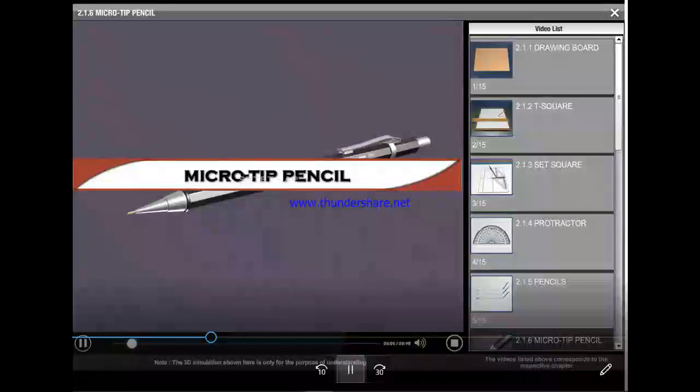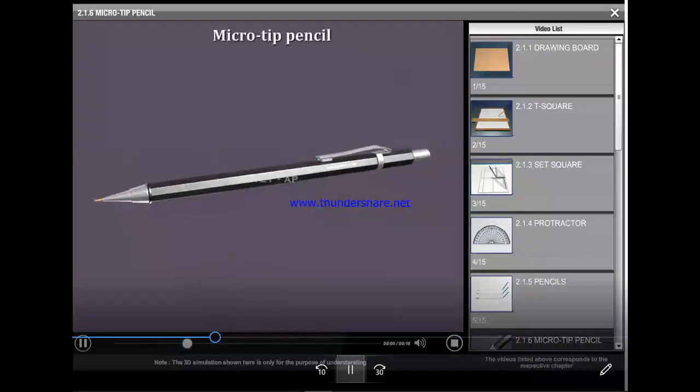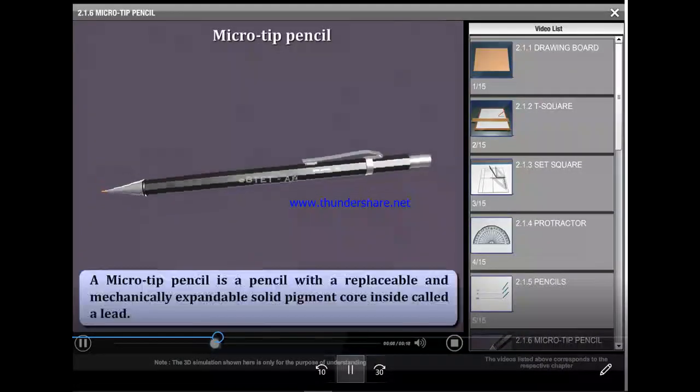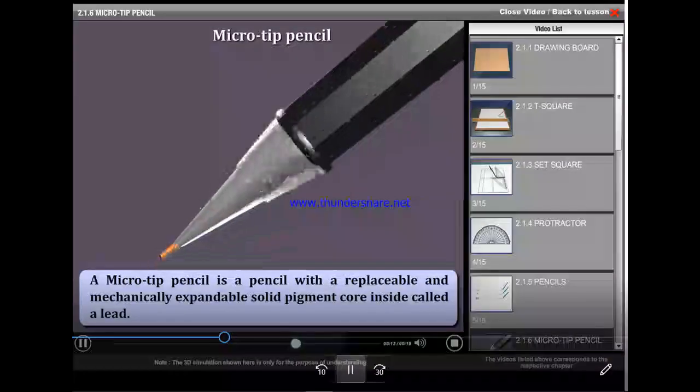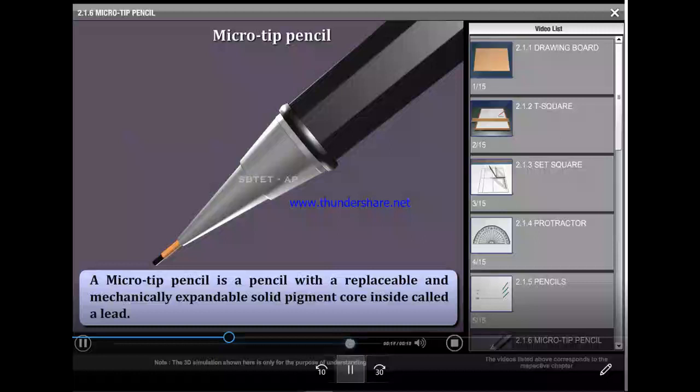In this video, we will see about what is a microtip pencil. A microtip pencil is a pencil with a replaceable and mechanically expandable solid pigment core inside called a lead.